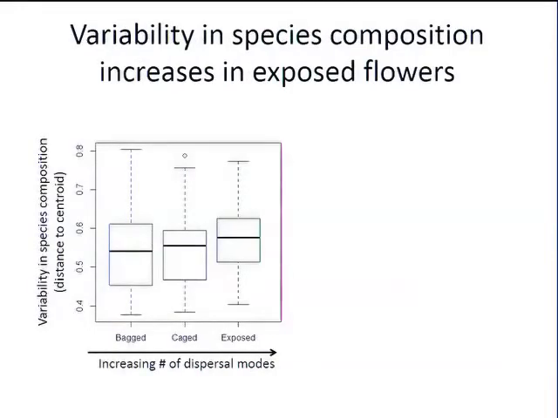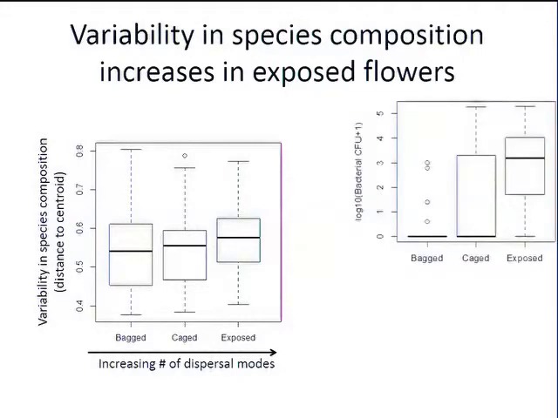Well, if we just looked at these dispersal manipulations, that's not actually what we find. We actually find an increase in the variability in those species pools with increasing number of dispersal modes. However, if you'll recall, we also found a lot of variation in the exposed flowers, depending on whether or not those microbes were actually successfully introduced.